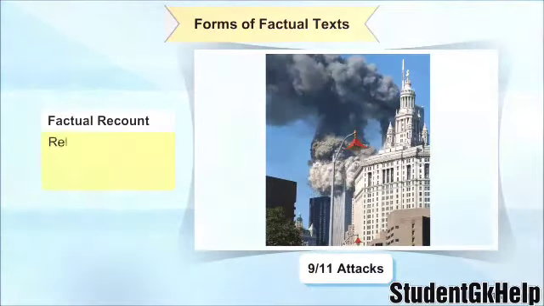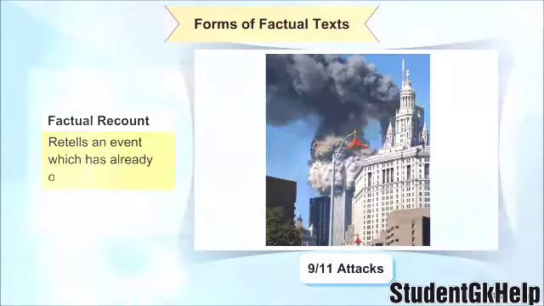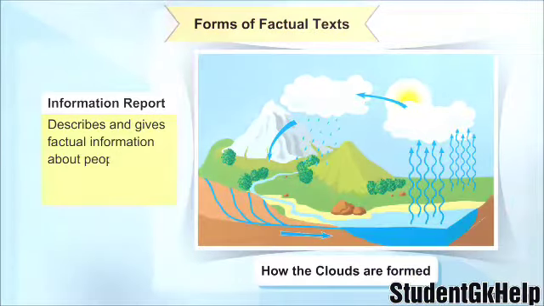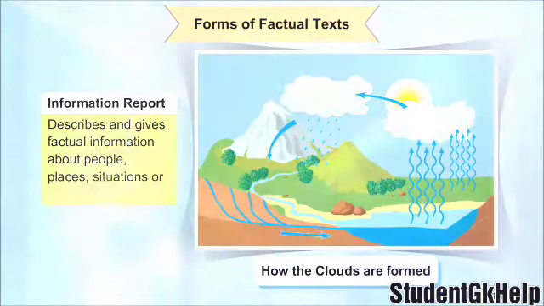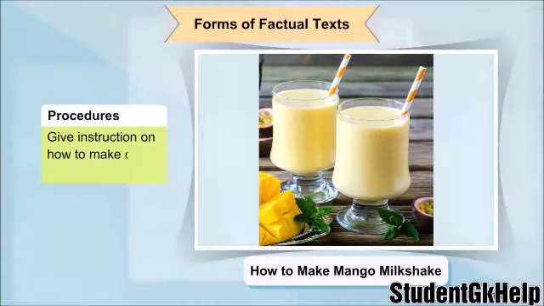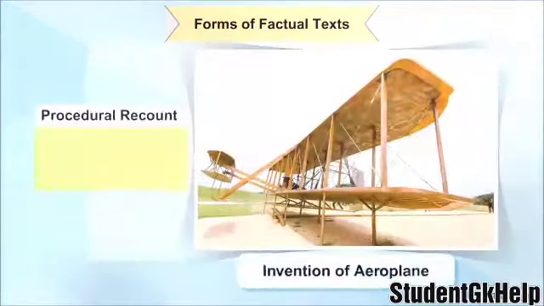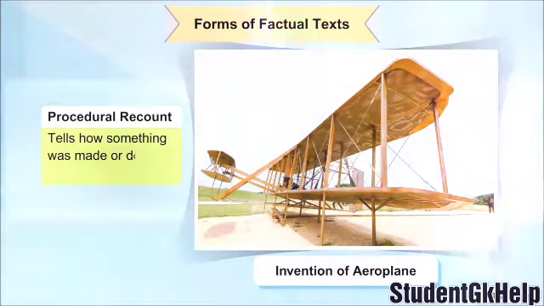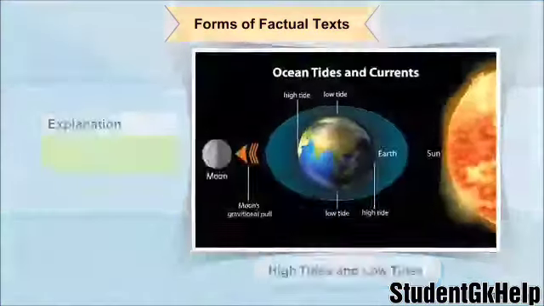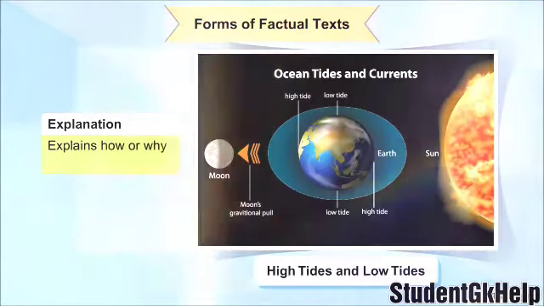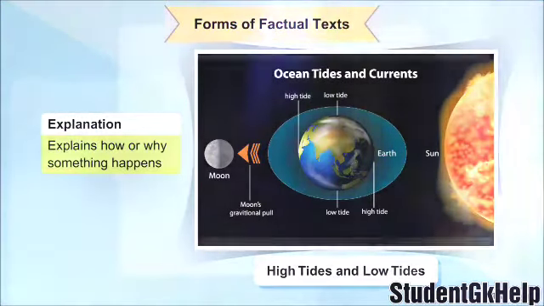Factual recount, which retells an event which has already occurred in the past. Information report that describes and gives factual information about people, places, situations or phenomena. Procedures which give instruction on how to make or do something. Procedural recount that tells how something was made or done in past. Explanation that aims to explain how or why something happens.